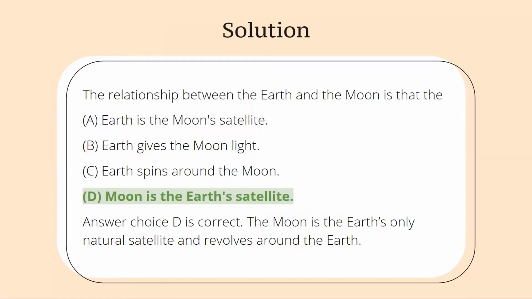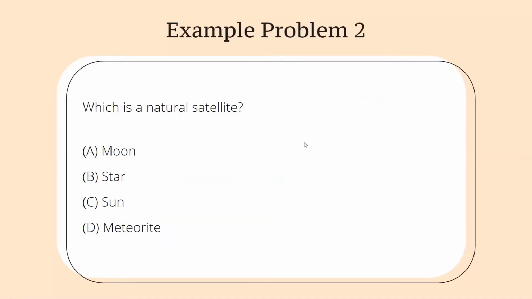A and C are wrong because the Earth does not spin around the Moon, so therefore the Earth is not the Moon's satellite. And B is wrong because the Earth does not give the Moon light. The Earth doesn't actually give off any light. The Sun gives off light. Let's do another example problem. Which is a natural satellite?